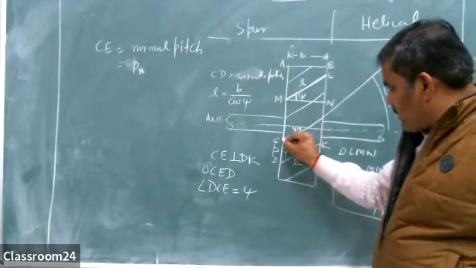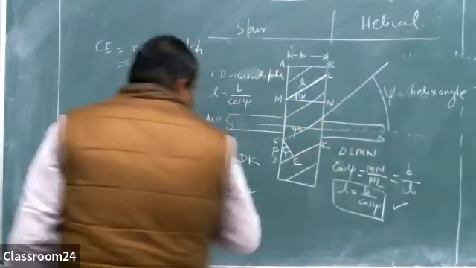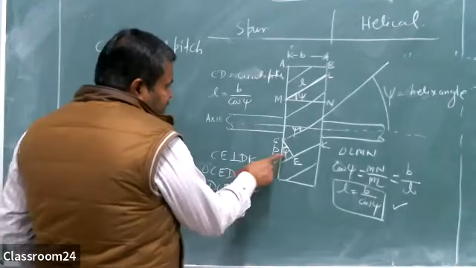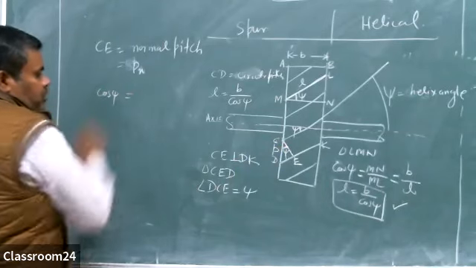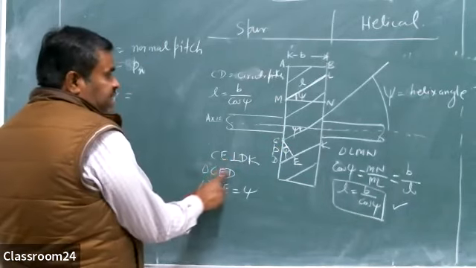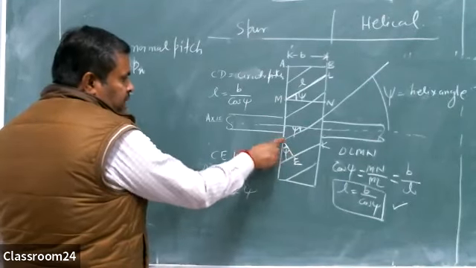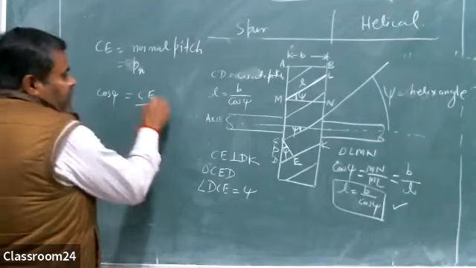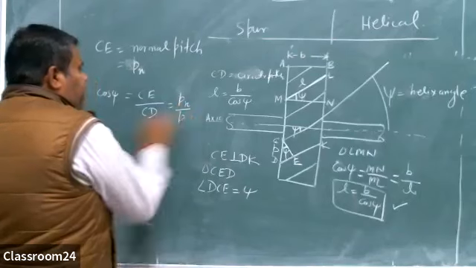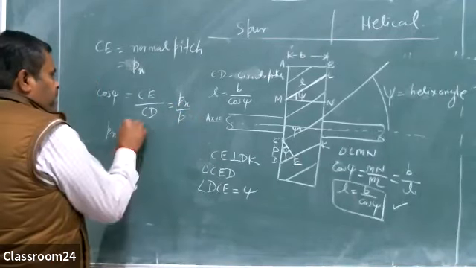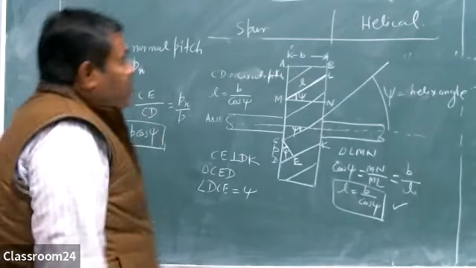Now this is a right angle triangle. By simple trigonometry, I can write cos psi equal to, in this triangle, I am working in CED triangle. So cos psi is base upon hypotenuse. Base is CE, hypotenuse is CD. So it is Pn divided by P. So from here I have Pn equal to P cos psi.